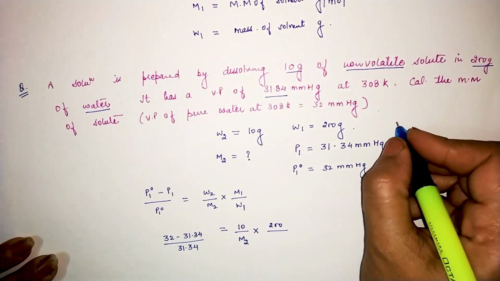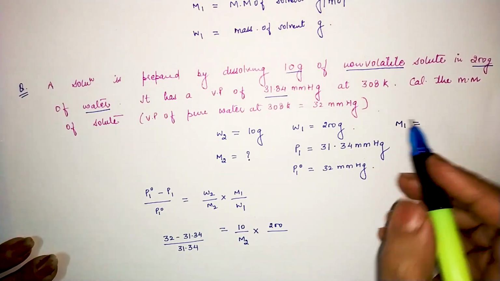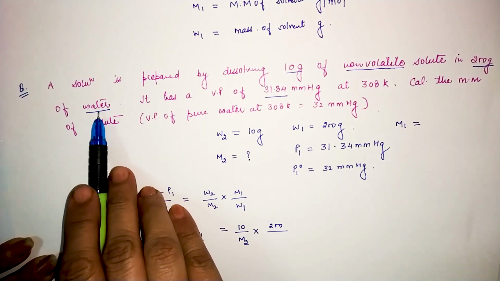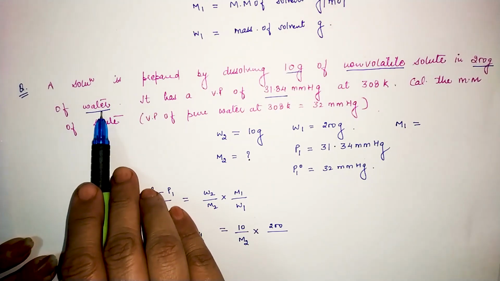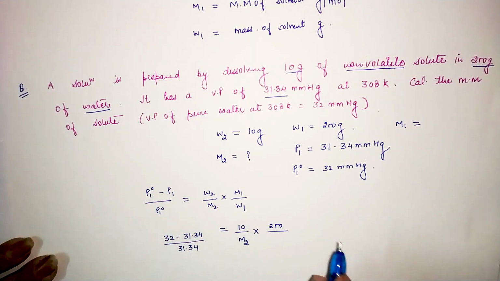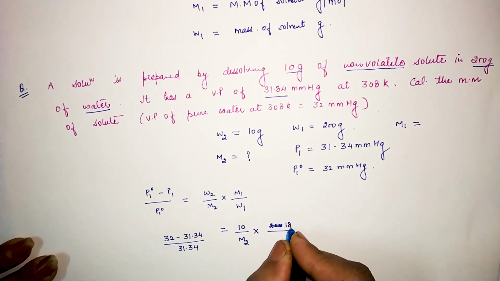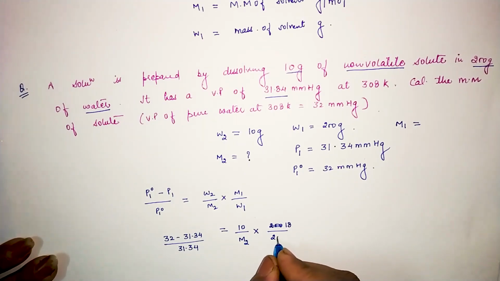Now see, this M1 is what? Molar mass of the solvent. And what is our solvent, beta? It is water. So water molar mass is nothing but what? It is 18. This M1 I'll put here. It is 18 M1, and W1 is given to me in the question as 200. Hope the putting of the value is clear to you.